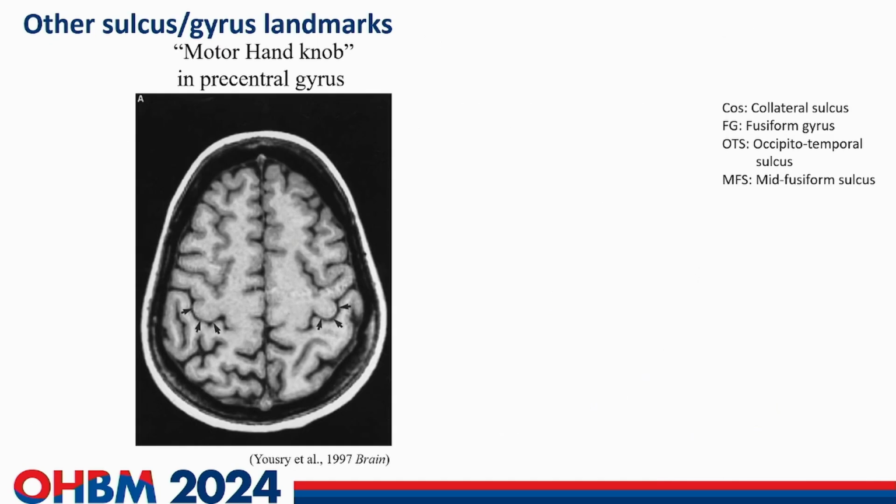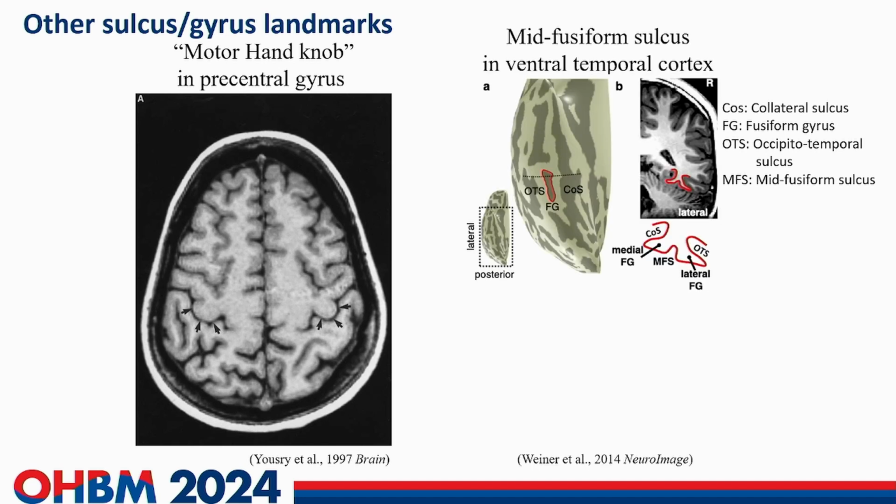There are a couple of other examples. If you are interested in motor cortex, you may have heard about the motor hand knob. You can see this arrow area, which is a little knob in the motor area. This is a predictor of where the corresponding hand representation area in the primary motor cortex may exist. So you can use this gyrification pattern in the precentral gyrus as a predictor of the hand area. And there are a couple of other examples.